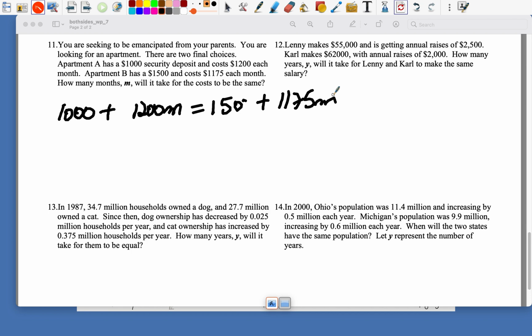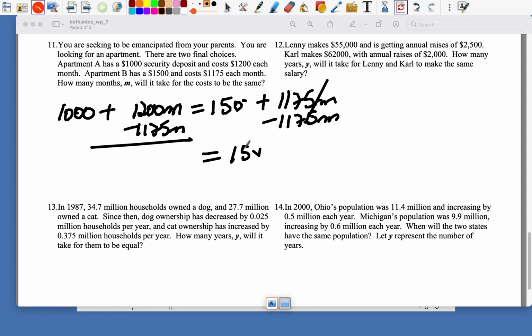So one might be cheaper, the other one might be, obviously depending on how long you stay. But if you're staying this amount of months, it doesn't matter which apartment you stay with because they both cost the same price. But we have variables on both sides. Let's get rid of the small one, which is this guy. That's going to go away. We're going to have 150 left over here.